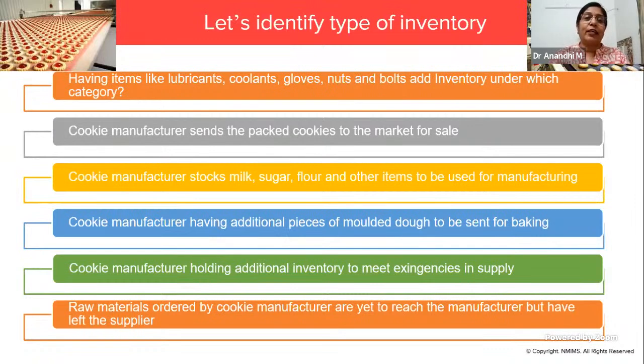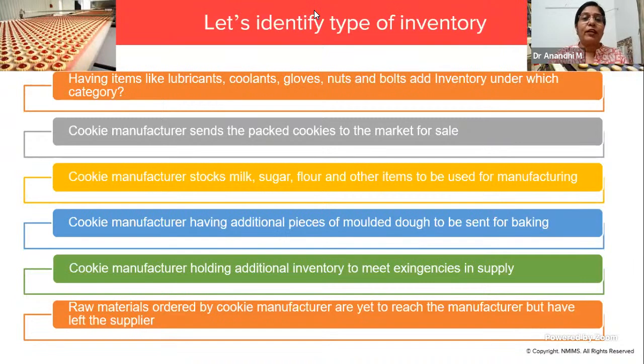Having items like lubricants, coolants, gloves, nuts, and bolts add inventory under which category? That's great. Fine. It is raw material inventory. All of you are right. So lubricants, coolants, gloves, nuts, bolts, right?